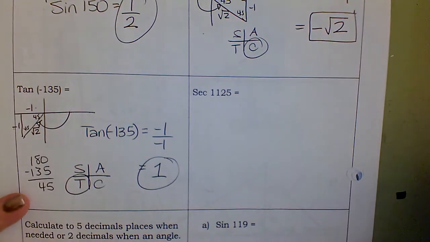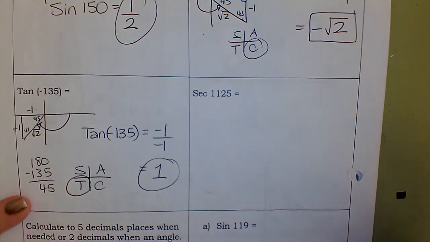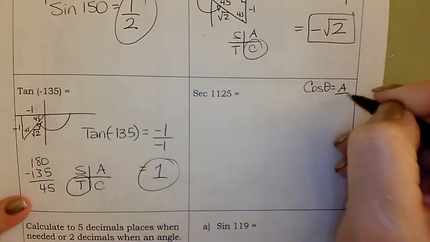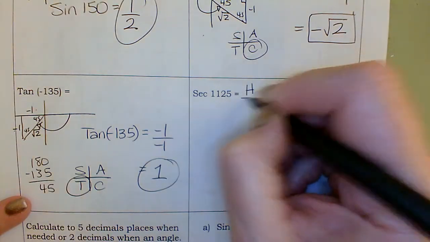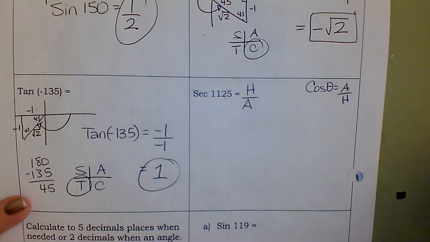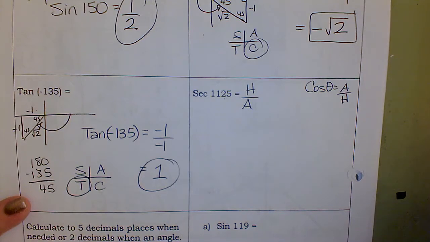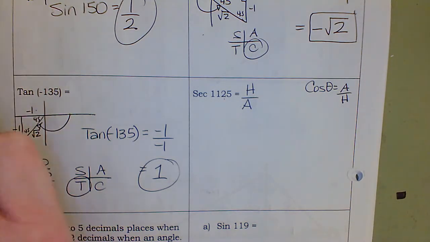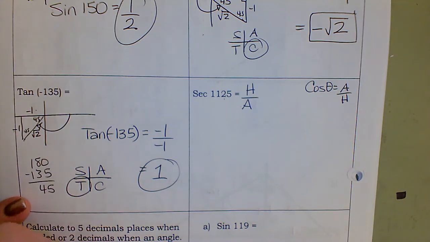And secant 1125. So let's deal with the secant first. That's the opposite of cos, right? Cos is adjacent over hypotenuse. So this one will be hypotenuse over adjacent. But we also have a coterminal angle here that is several times spun around. So let's find our basic one, right? So you could just keep subtracting 360 off 1125.